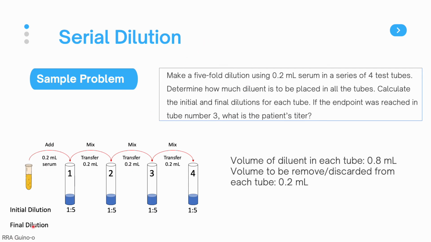If you compute the final dilution for each tube, you would end up with 1:5 for tube number 1, 1:25 for tube number 2, 1:125 for tube number 3, and 1:625 for tube number 4. Now, the endpoint was reached at tube number 3. This means that our titer would be 125, because this is the final dilution factor for your tube number 3.